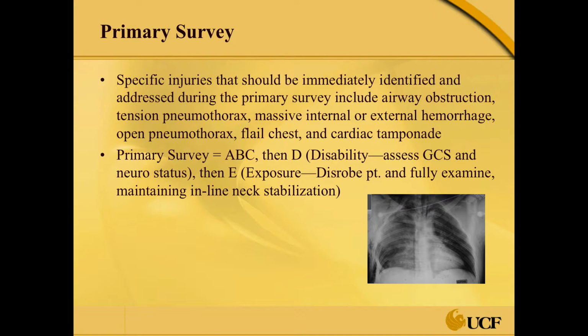So we think about A, B's, and C's, so airway, breathing, circulation, and then we also assess D, which is disability, assessing the Glasgow Coma Scale and the neurostatus of our patients, and then E, we also add on for exposure. Disrobe the patient, fully examine the patient, and maintain an inline neck stabilization during the entire process if you suspect a C-spine injury. That's going to be unbelievably important.